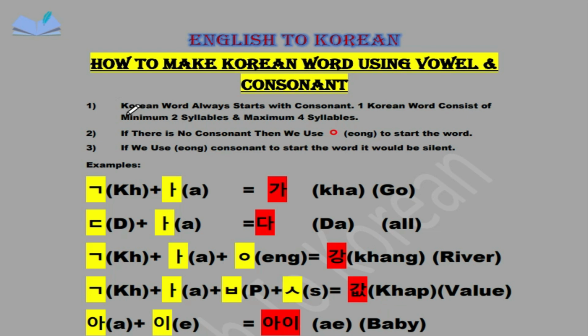There are some notes for you. The first one is Korean words always start with a consonant. One Korean word consists of a minimum of 2 syllables and a maximum of 4 syllables. If there is no consonant, then we will use yang to start the word. If we use the yang consonant to start the word, it will be silent.